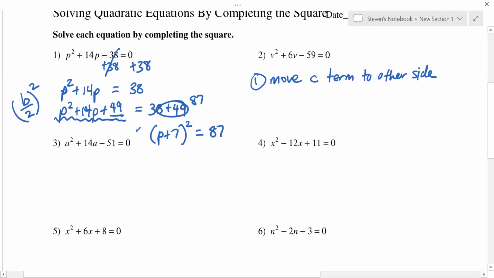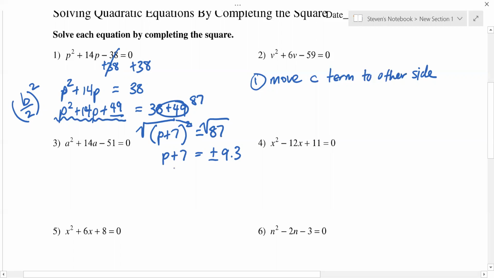Now we have only 2 more steps here. To undo the square, we're going to square root both sides. That cancels the square. So now I have p plus 7 equals the square root of 87. You're going to need a calculator for this because that is not a perfect square. If I punch in the square root of 87 in my calculator, I'm going to get about 9.3 rounded. So I'm going to say plus or minus 9.3 because it can be positive or negative 9.3.